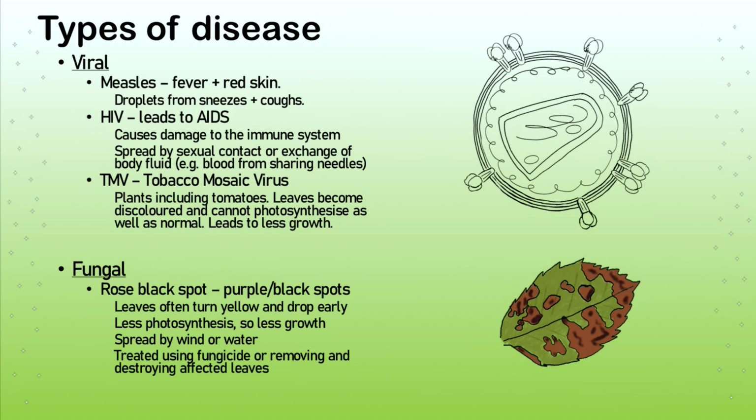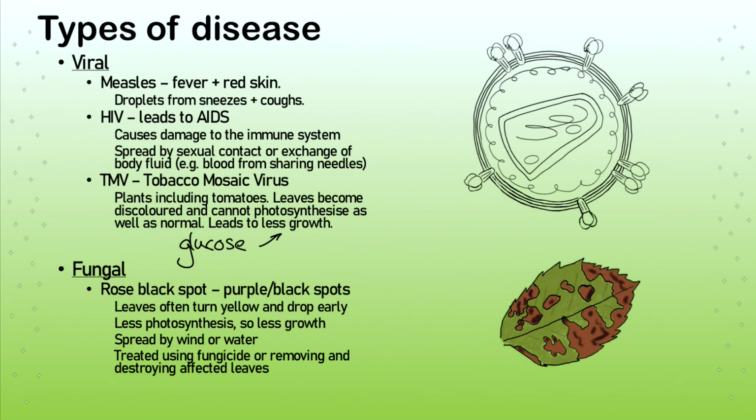The third one is tobacco mosaic virus, which, as you can tell from the name, affects only plants. In this case, it's plants including tomatoes, obviously tobacco, and basically the leaves will become discoloured, and as a result they cannot photosynthesize as well, because we need that coloration. We need the green chlorophyll to be absorbing the colours that are not green, so that photosynthesis can work. If it's discoloured, it's not absorbing the right colours, therefore it can't photosynthesize as well. If it's not photosynthesizing as well as normal, it's not producing the key glucose, and without as much glucose, it's leading to less growth.